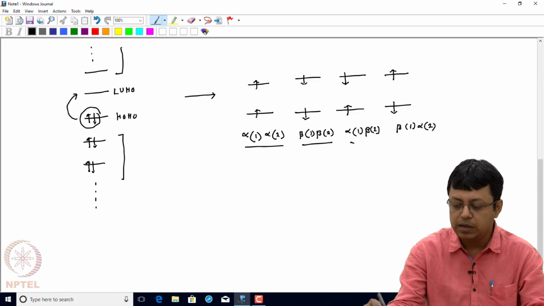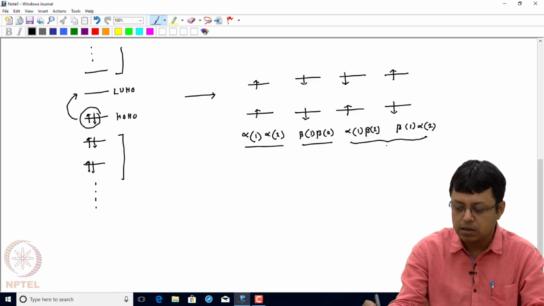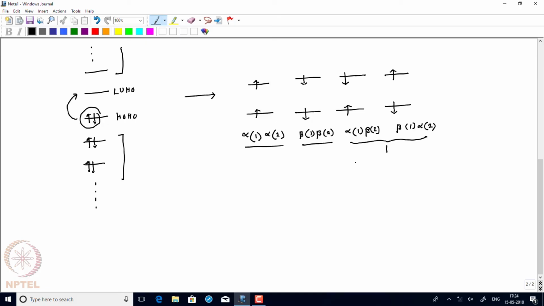Now for that, we take a linear combination of these wave functions, and we write it in the way that I will have two possibilities: alpha 1 beta 2 plus beta 1 alpha 2, and also another possibility, alpha 1 beta 2 minus beta 1 alpha 2. Now this is the symmetric combination. As you can see, if I exchange the 1 and 2 labeling, it will be alpha 2 beta 1 plus beta 2 alpha 1, but that is exactly equivalent to the original configuration.